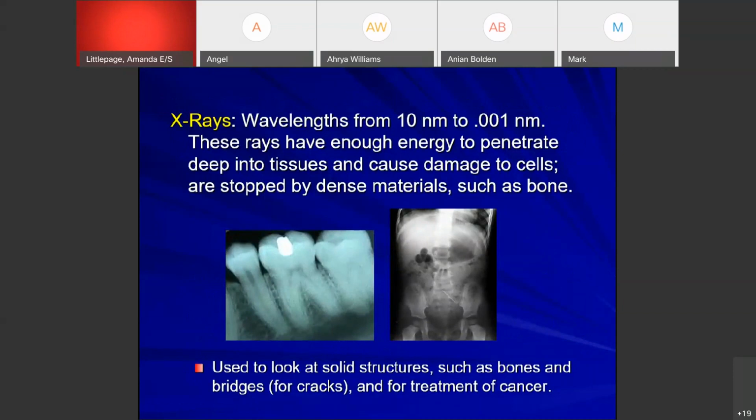That's why doctors can use x-rays to look at broken bones or to find evidence of cavities and things like that. So you can use them to look at solid structures. But prolonged exposure to x-rays is hazardous or dangerous.